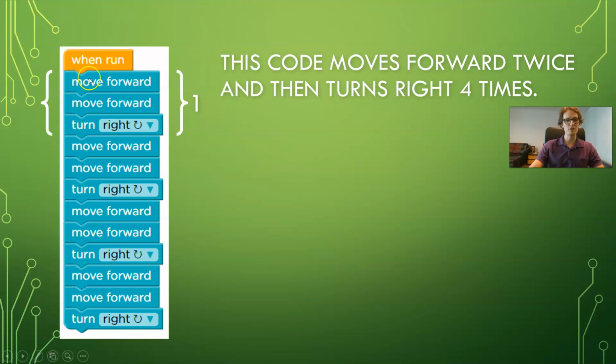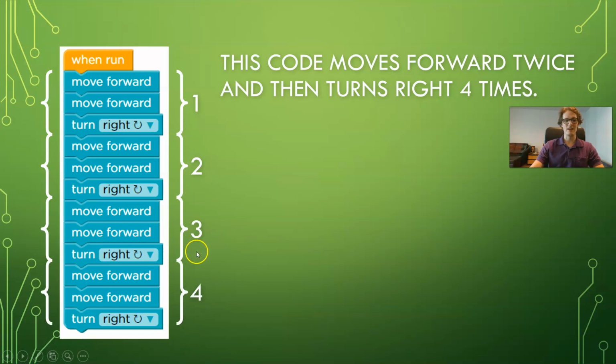Here is the first thing that repeats, right? It moves forward twice, 1, 2, and then turns right. And then it does exactly the same thing again. Move forward, turn right. Then the same thing again. Move forward, turn right. And then again, move forward, turn right. So that is a pattern of things that are repeating. We have 3 blocks that are exactly the same 4 times. So that means we can create a loop.